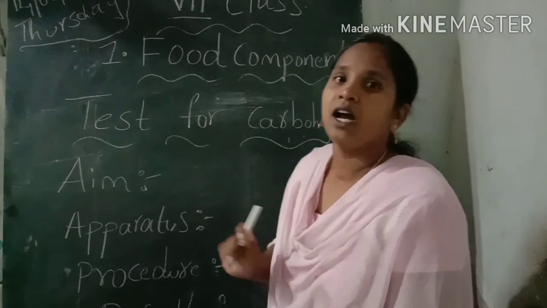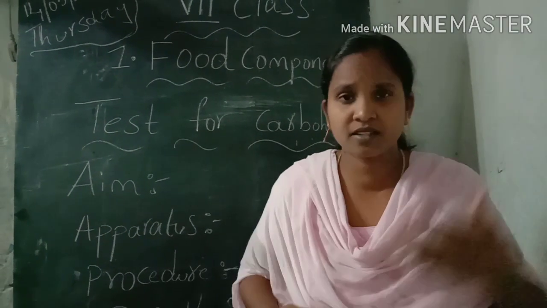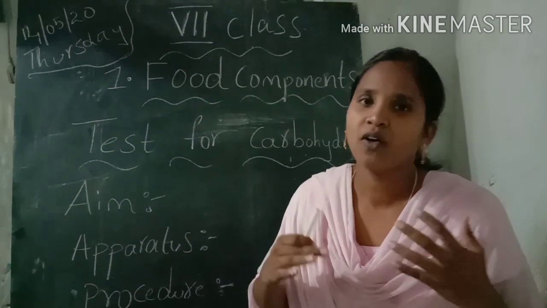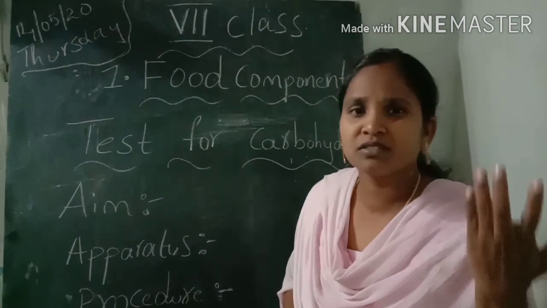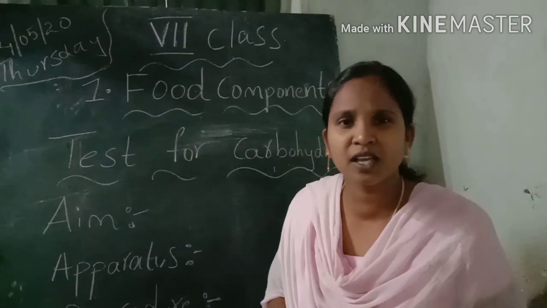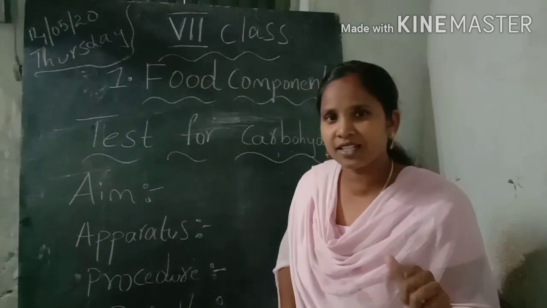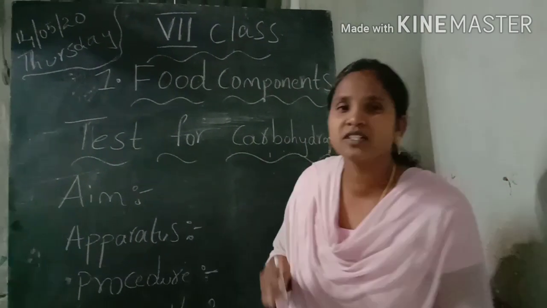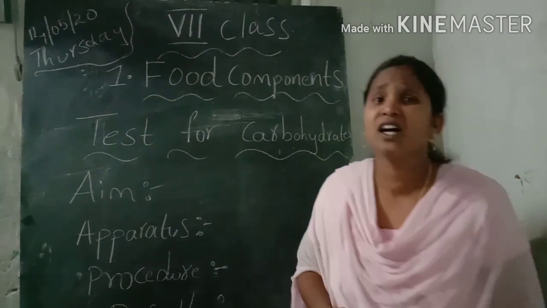Now coming to the test here. Already we discussed that carbohydrates are a rich source of energy and they are present in potato, wheat, rice, sugar. How can we identify that these carbohydrates are present in potatoes, rice, wheat, sugar? How do we come to know that they are present in those food substances only? By doing simple experiments we can observe that carbohydrates are present in those food sources.